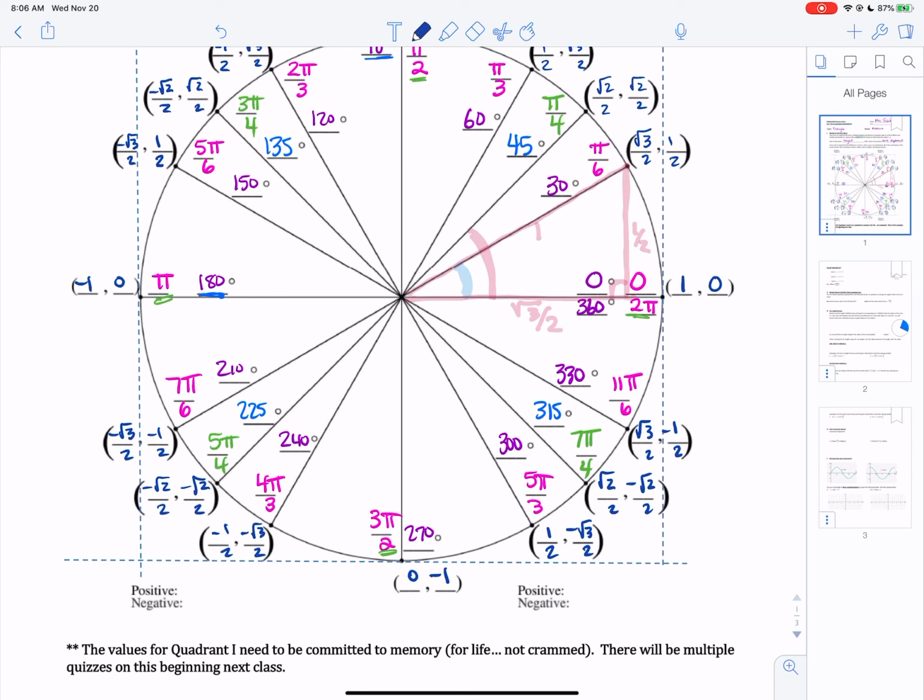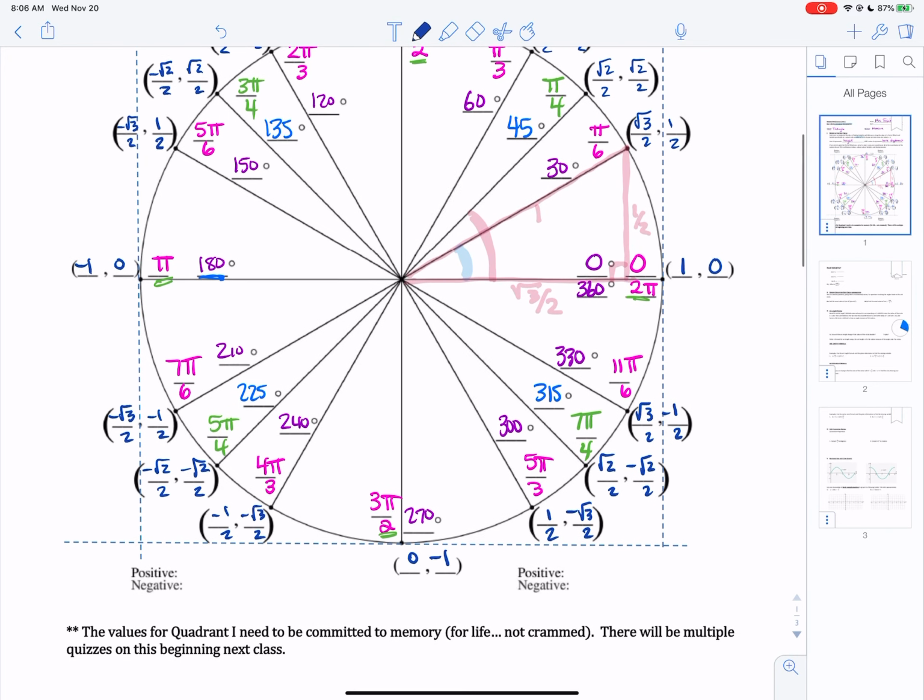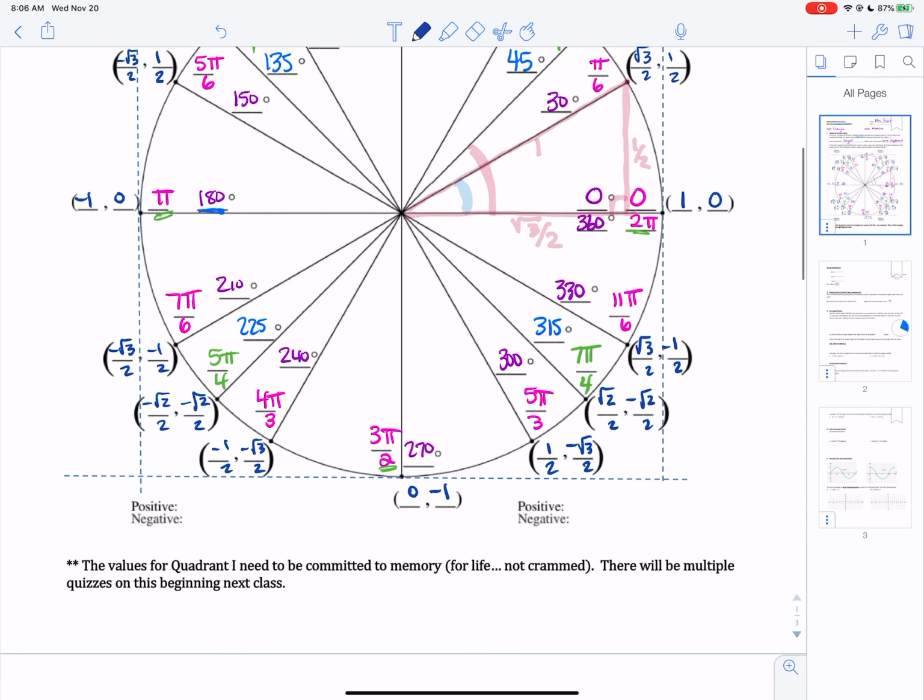Okay, so that is your unit circle. And like it says down here at the bottom, the values for quadrant 1 need to be committed to memory. And you're going to be using these. We used them last year in Math 3. We're going to use them again this year. In pre-cal, you'll be using them next year, unless you're just taking AP Stats. But you're going to be using them next year. So you do need to commit them to memory.